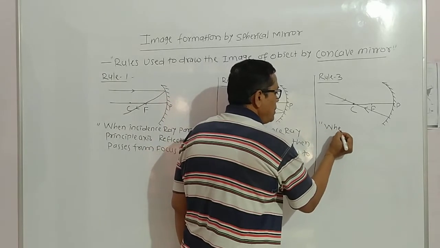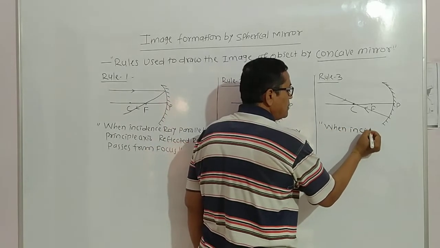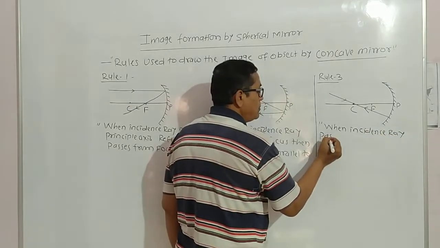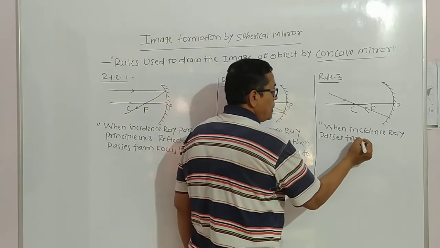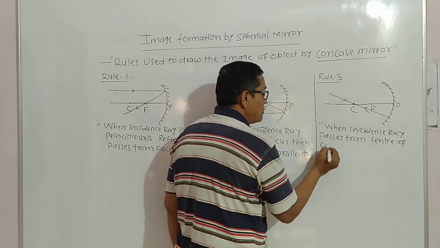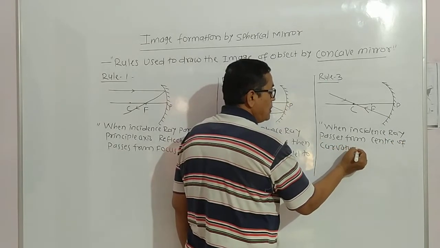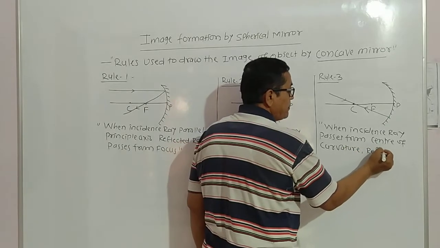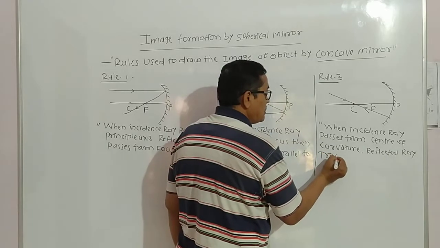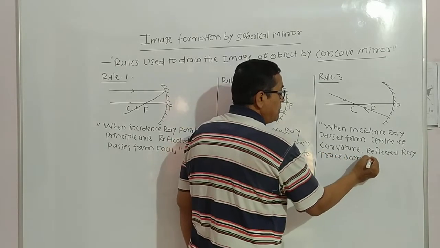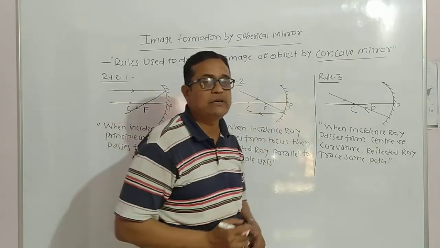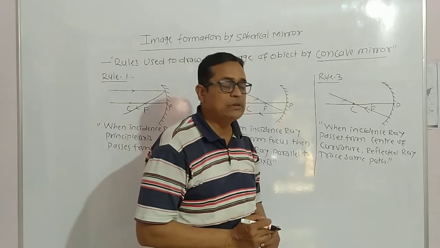When the incidence ray passes through the center of curvature, the reflected ray traces the same path, meaning it reflects along the same path. The reflected ray also passes through the center of curvature. That is rule number 3.